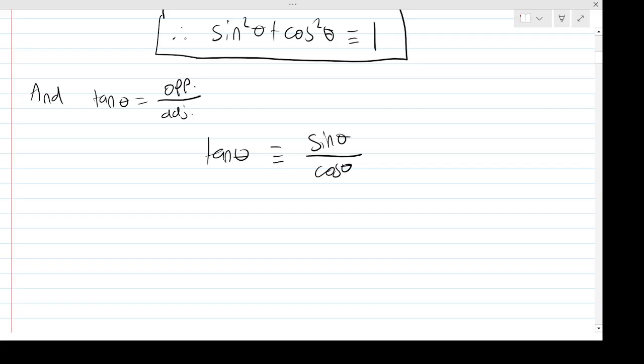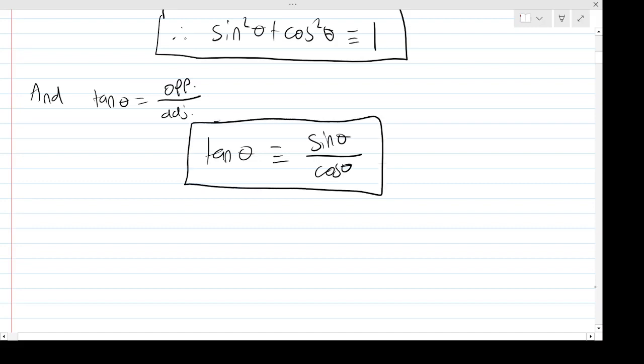And again, that has to be identical, because this will be true for any value of theta, because for any point on the circle, this would work. This tan theta, we can construct that triangle. So there we are, we've got this next identity as well. So tan theta is also identical to sine theta over cos theta for any angle theta.